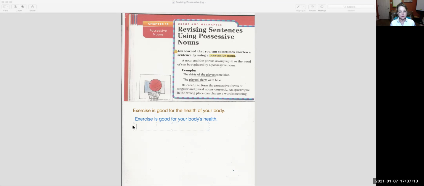Let's do another example. I'm going to change it to brown for those wordy sentences. It improves the strength of your muscles.